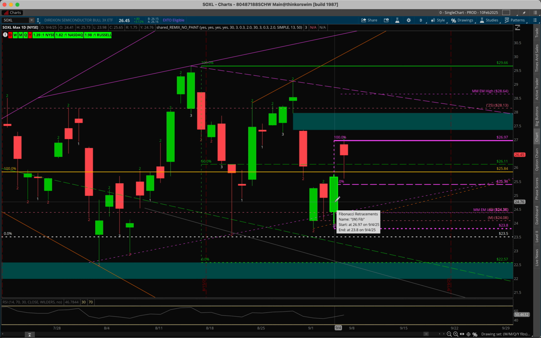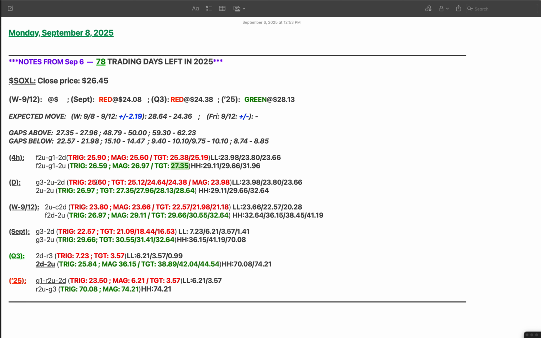The low of this candle is 23.98. So that gives you a good magnitude there, right? If we look at our notes, we've got 25.60 as the trigger. 25.12 is the target.